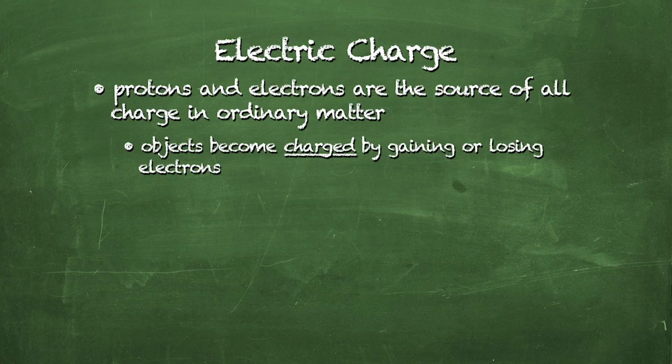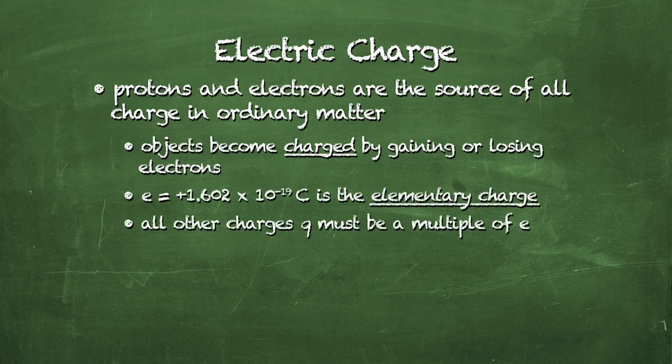And we give that a symbol of little e, which is equal to positive 1.602 times 10 to the minus 19 coulombs. And we call that the elementary charge. So e in this case doesn't stand for electron, it stands for elementary charge. And so e, little e, is a positive number. Remember that. Don't let that confuse you later on. So little e is positive 1.602 times 10 to the minus 19 coulombs. And that is the elementary charge.